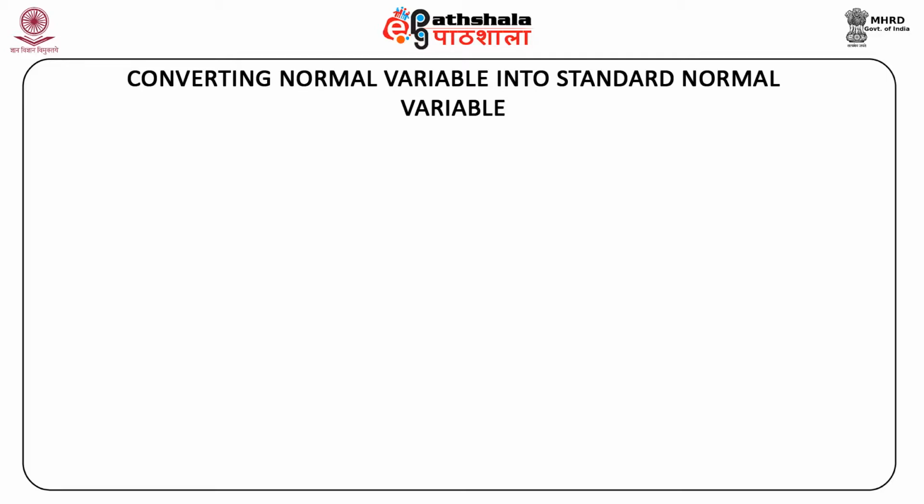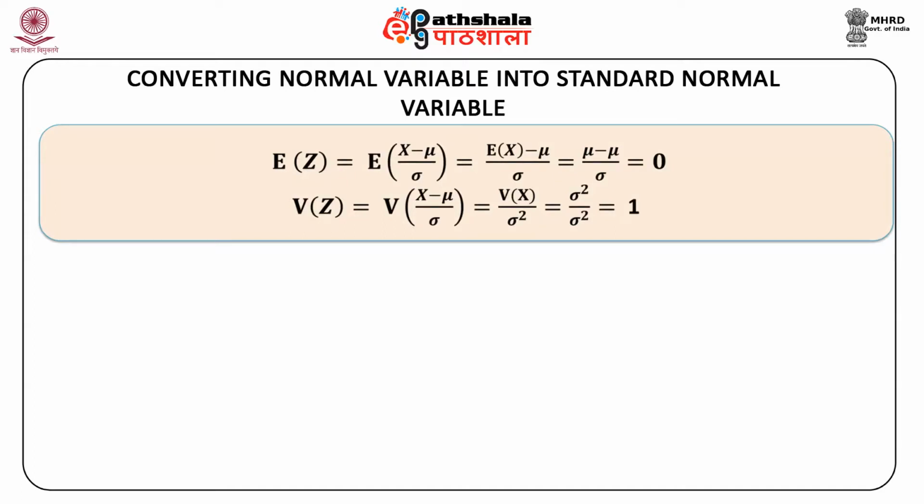The normal random variable x is converted into z using the following conversion formula. Z is equal to x minus mu divided by sigma, where mu is equal to expected value of x and sigma is the standard deviation of x. Using rules of expectation, we find the two parameters of the standard normal variable z. The mean and standard deviation are 0 and 1 respectively.